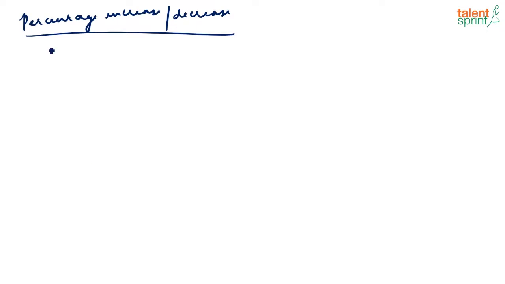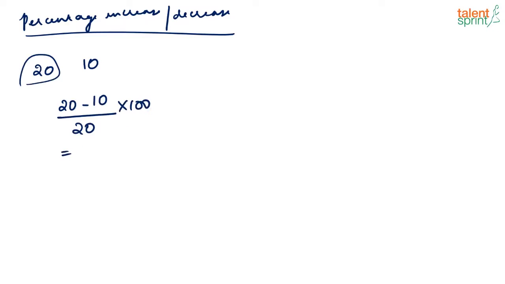Again, let us say that my marks earlier were 20 marks. I got 20 marks in an examination. Now I have got 10 marks in the examination. What is my percentage decrease in marks? It is nothing but 20 minus 10 divided by my earlier marks, which was 20, into 100. So that's going to be my percentage decrease in marks.